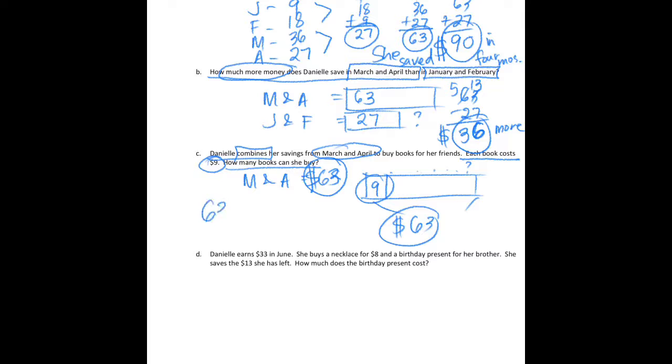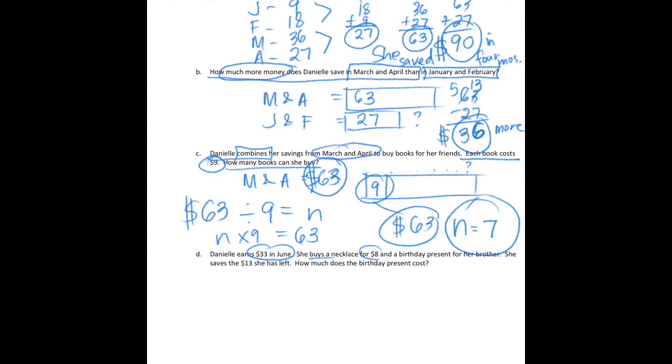We have a total and your size. 63 divided by 9 is equal to n, which is n times 9 equals 63. If you know your facts of 9, it's equal to 7. 7 books. She can buy 7 books.